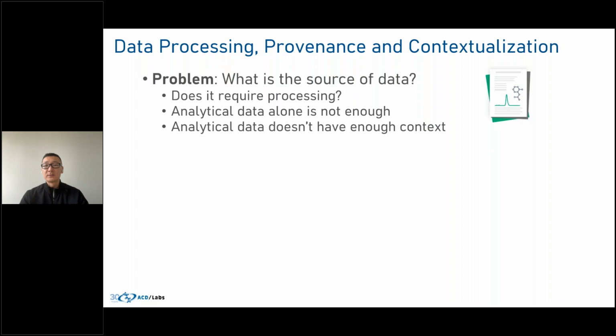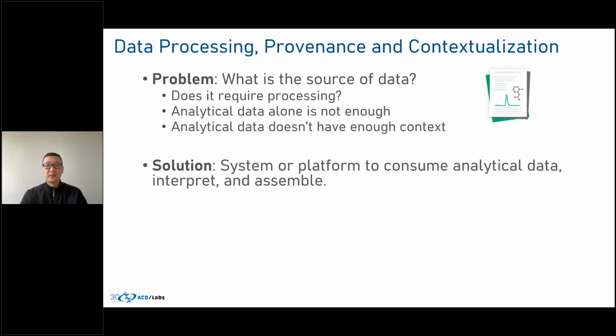We also know that analytical data is not enough. A singular data set does not provide enough context for that analytical data. So you need information from other systems. So whether they're LIMS systems, ELNs, registration systems, they need data from other informatics systems in order to make that analytical data more relevant and more valuable for the data consumer.